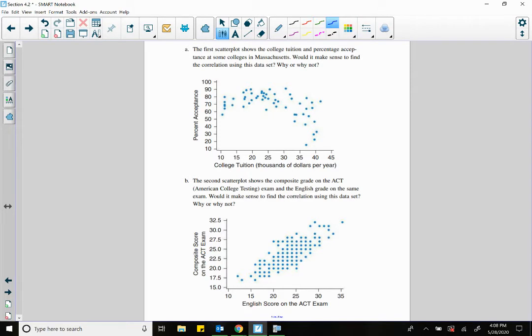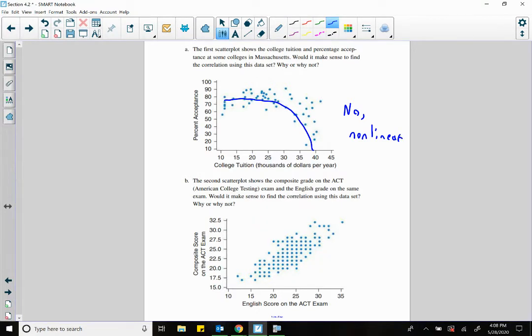Okay, so for this first one, if you're looking at this, my gut tells me that you do not want to find the correlation. Why? Because this trend looks like that. And that's not linear. The shape of this data starts off kind of level, and then it curves down. This is not linear. So that's why I would say no to the correlation, because it is non-linear. Hopefully you came to that same conclusion.